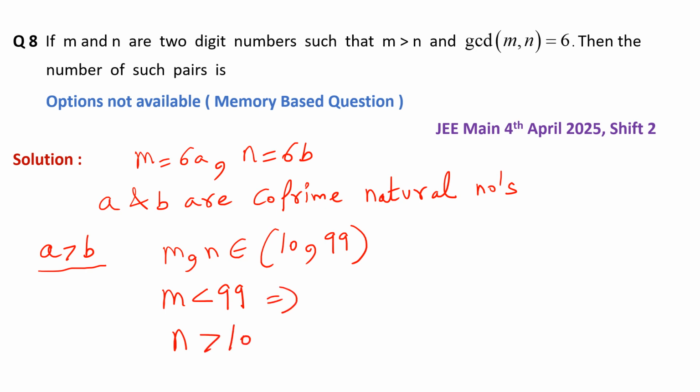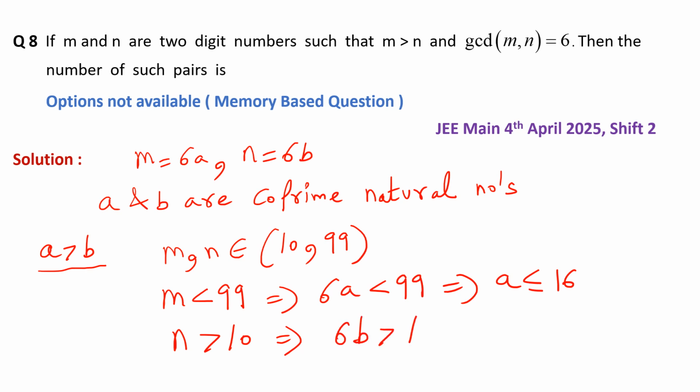Now m is 6a, so this means 6a is less than 99, or I can say a is less than 16 point something. But a is a natural number, so a must be less than or equal to 16. Now students, since n is greater than 10 and n is 6b, so this means 6b is greater than 10, and this means b is greater than 1 point something. But because b is a natural number, so b must be greater than or equal to 2.